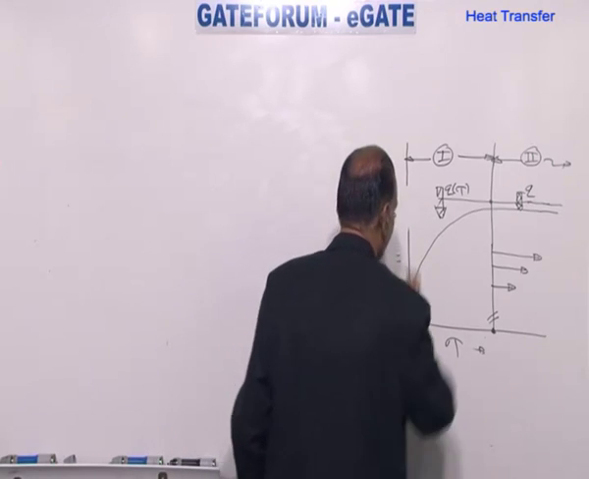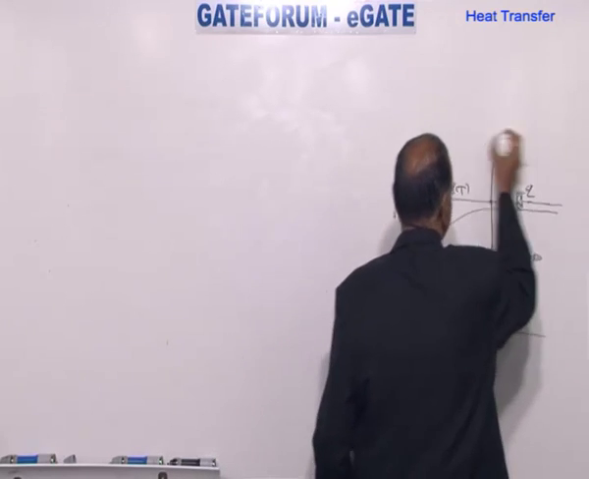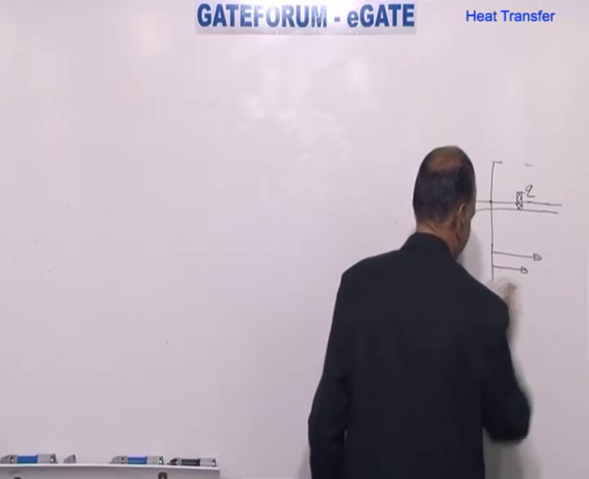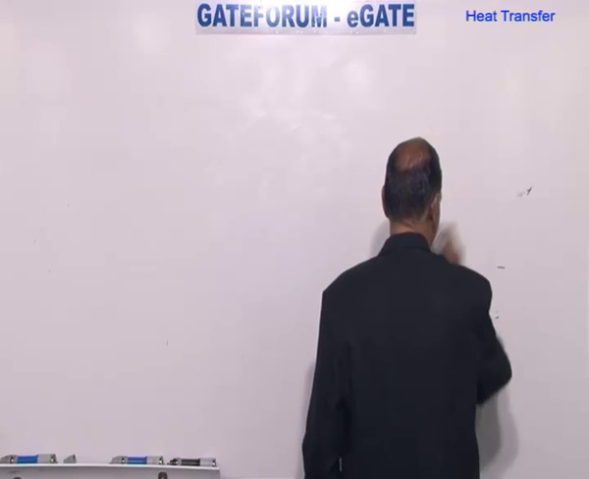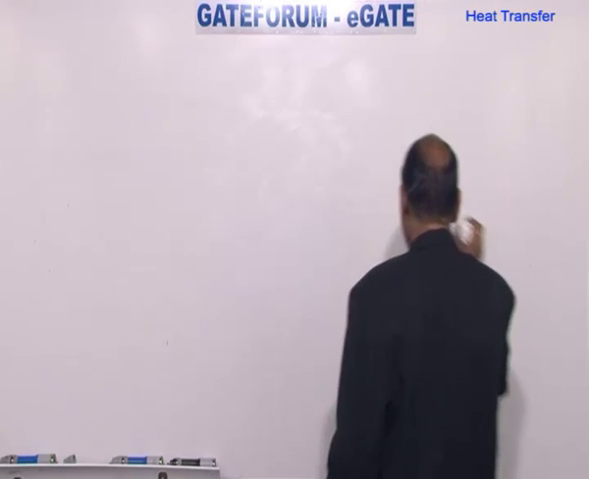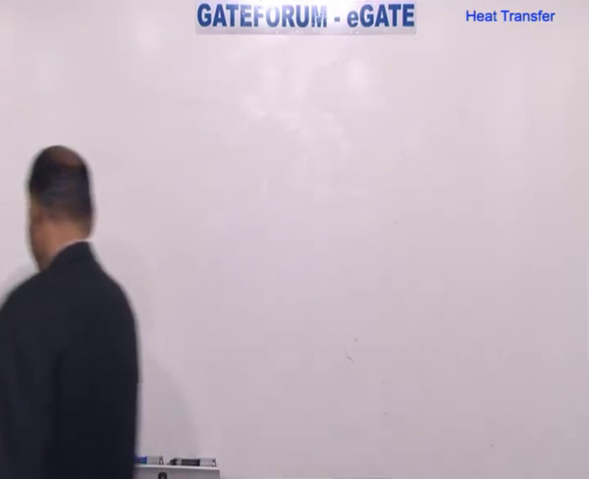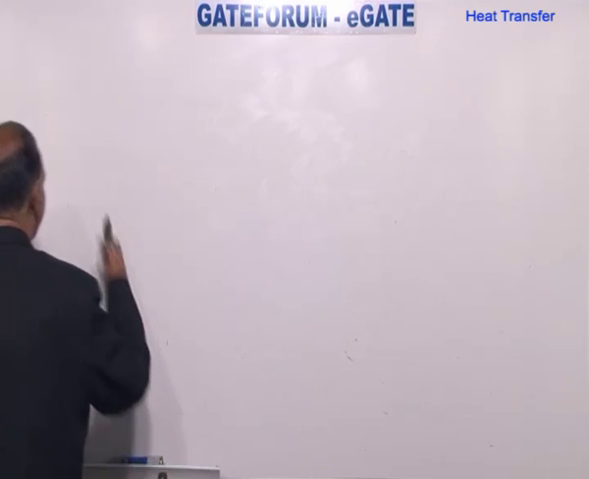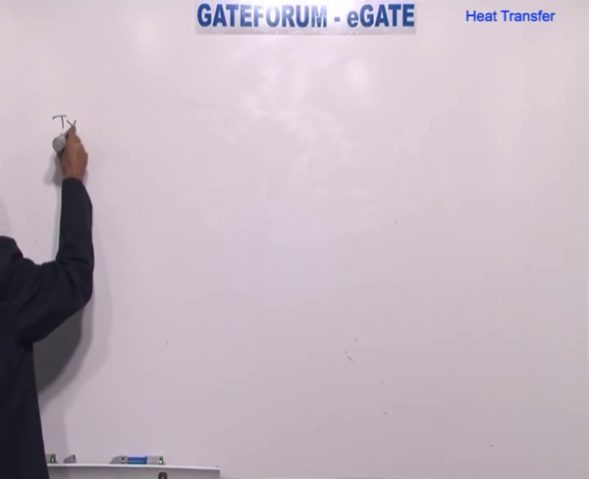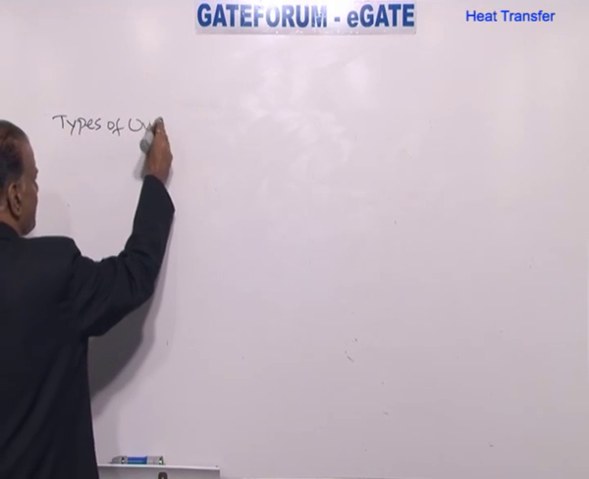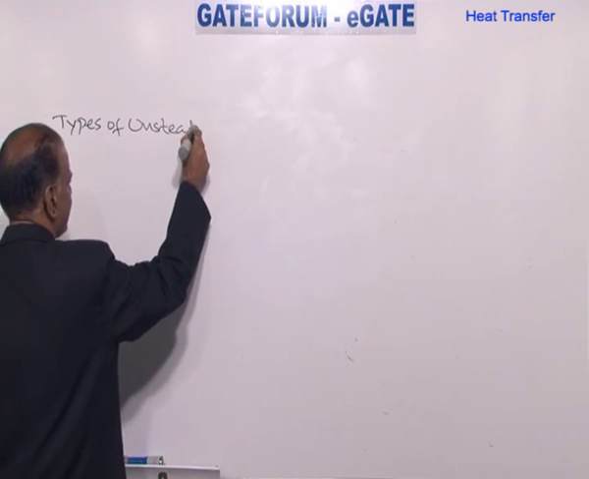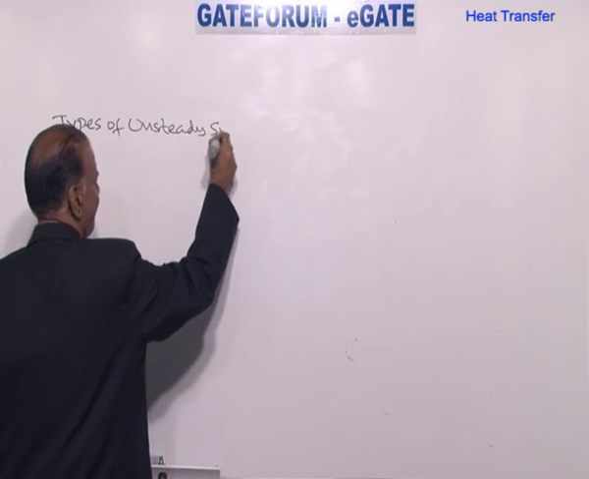Right. This is about the general introduction, about a cooling system, about a heating system. Let's try to talk about different types of unsteady systems, types of unsteady conduction system. That's what exactly I mean.